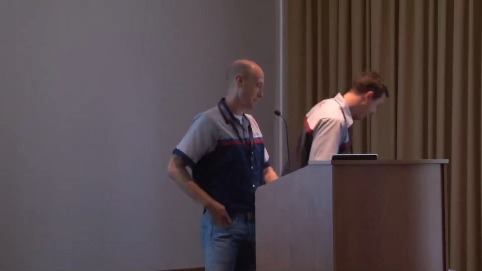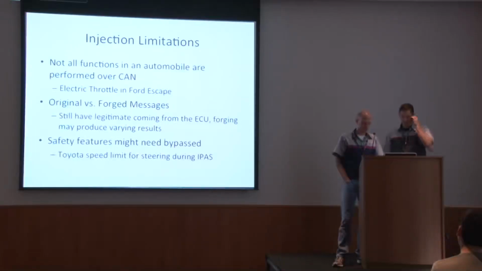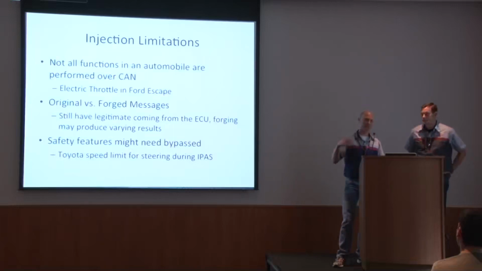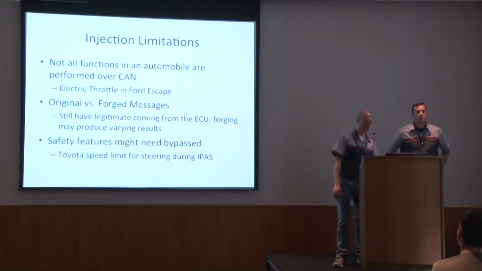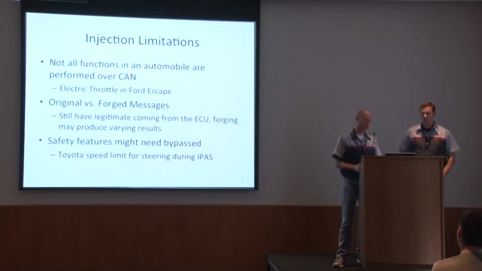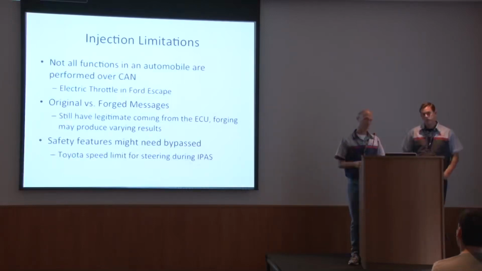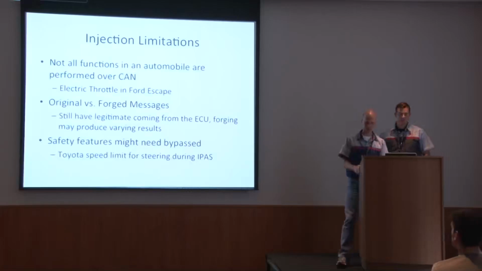All right, so now that we can write messages, what types of messages can we write and what can we do to the car? So it should be said that at first we kind of wanted to do everything. We want to control steering, brakes, acceleration. But there's some things in the car that you just can't control with CAN messages. For example, in the Ford, there's just no way to control the throttle, the gas.